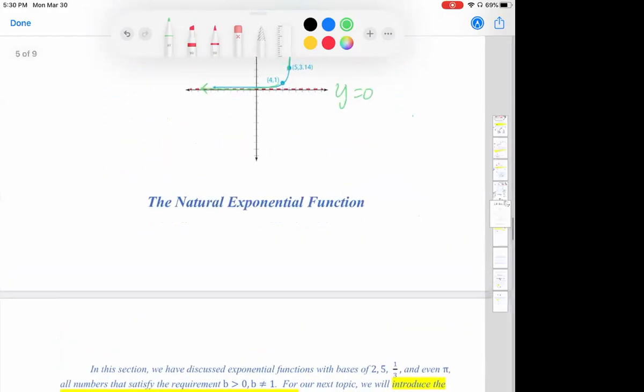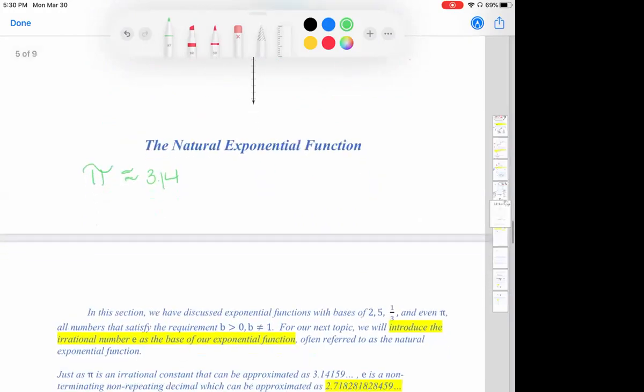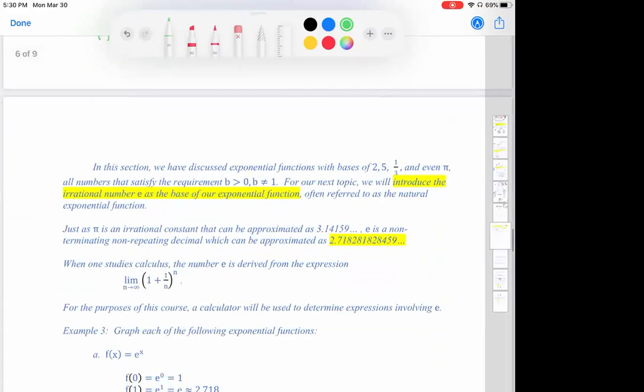All right, so just like pi, so we know pi is an irrational number and it's a button in your calculator. There's another irrational number that works exactly like pi. This number is e. And you have it right here. E is about 2.7.